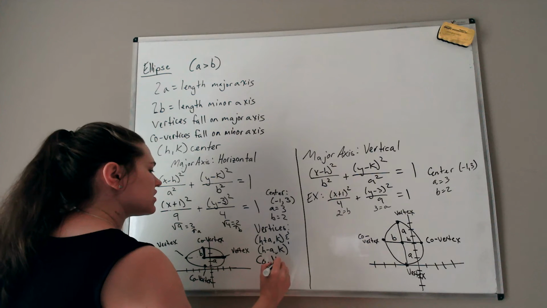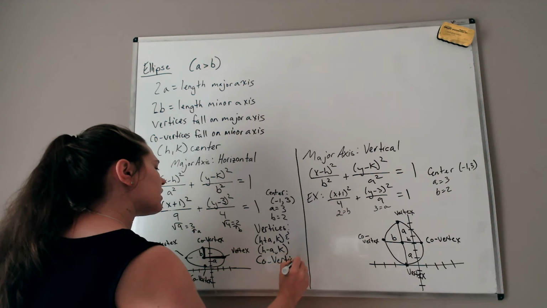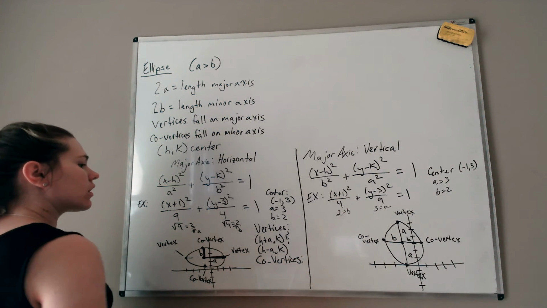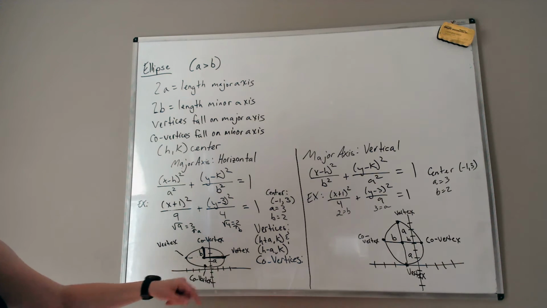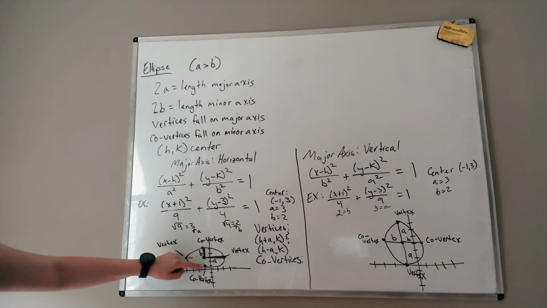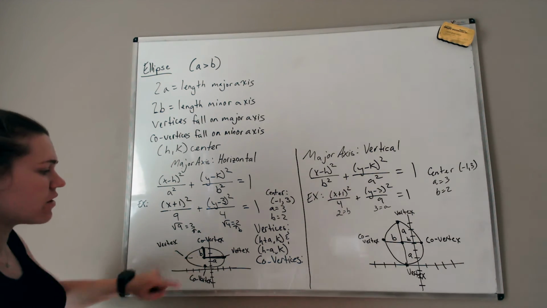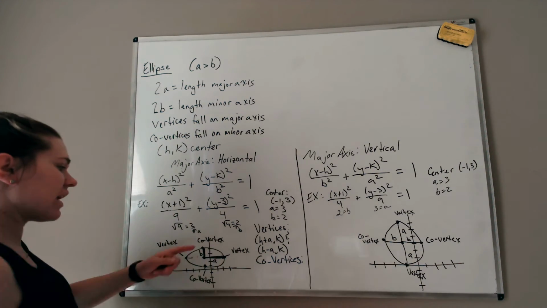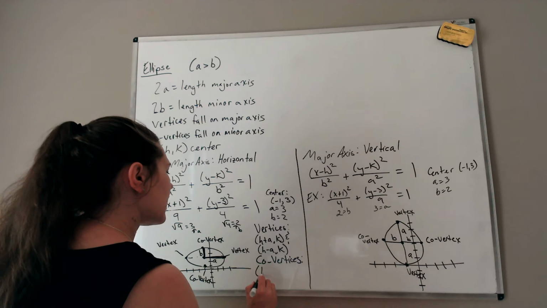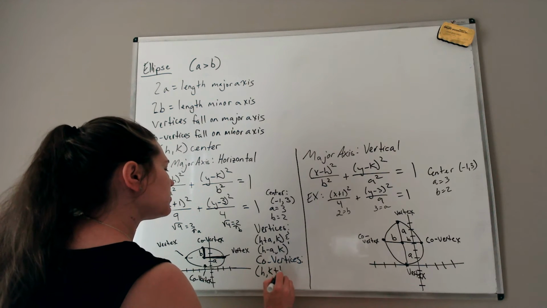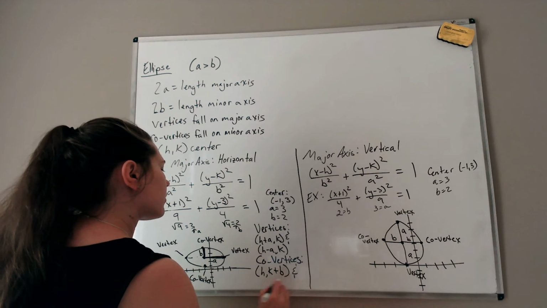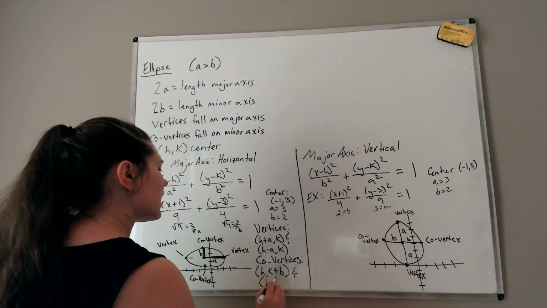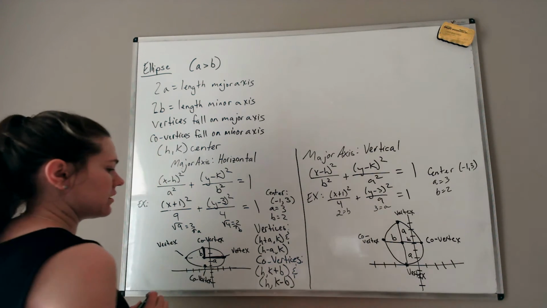Your covertices, this is when your major axis is horizontal. Your covertices here and here, that's the center h, k. Notice your covertices are up and down with the center, so the x-coordinate isn't changing. It's going to be h, and then k plus b. And the other covertex is h comma k minus b.